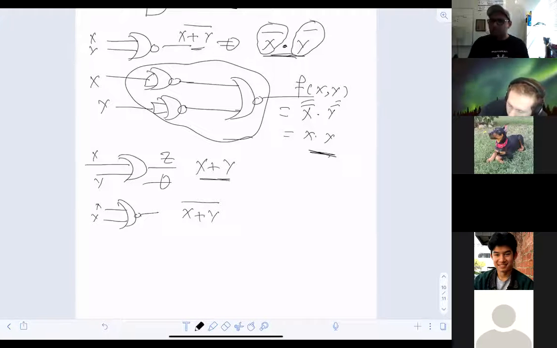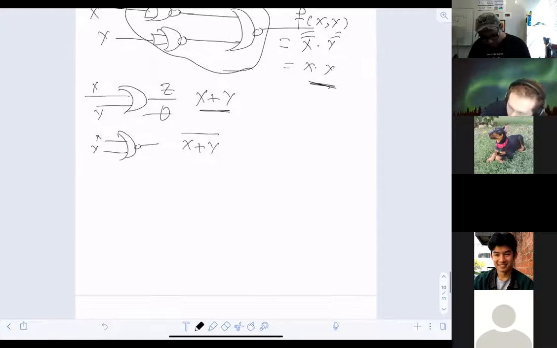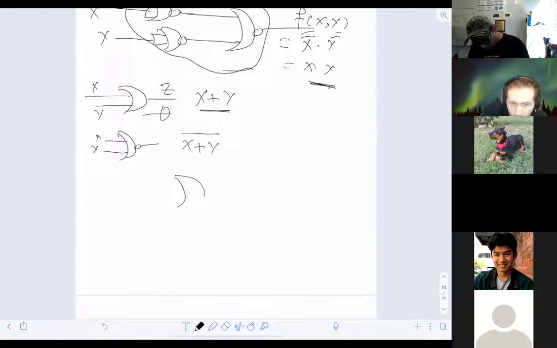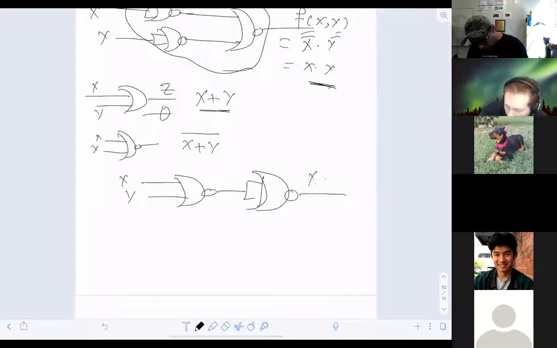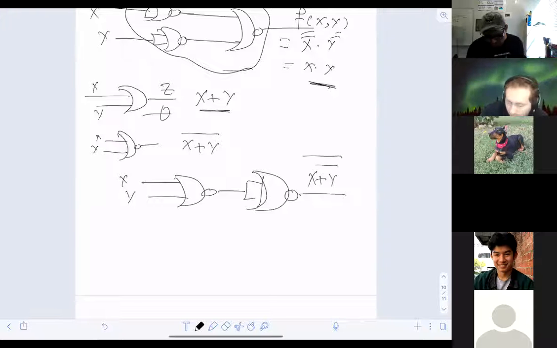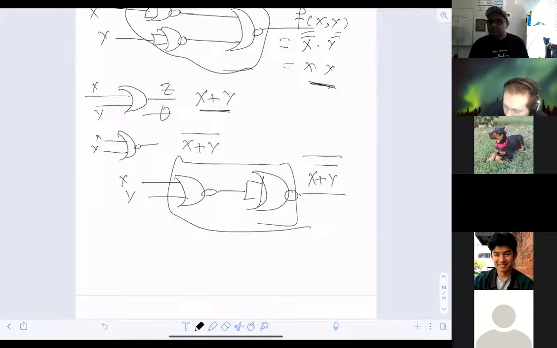That's actually easy, right? So pretty much, if I have a NOR of X, Y, and then I short it to get a NOT, it's going to be (X+Y) complement complement, and that's OR.